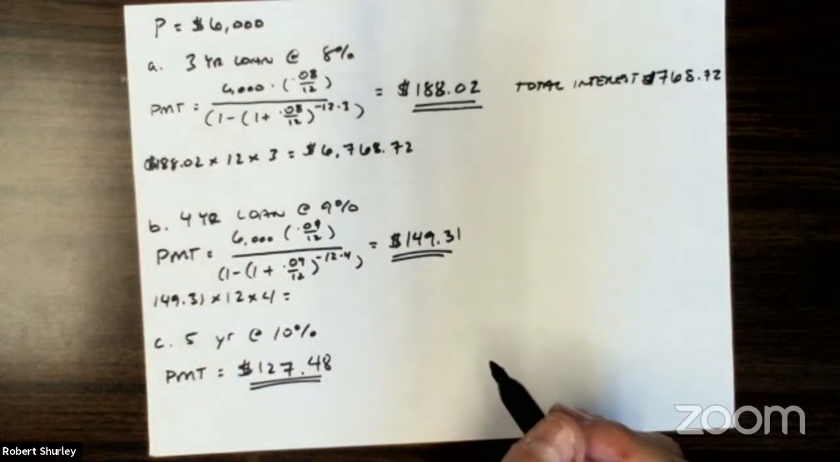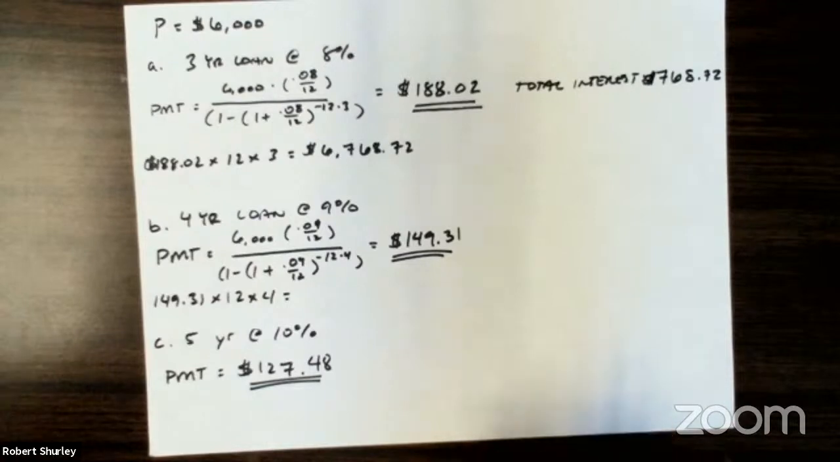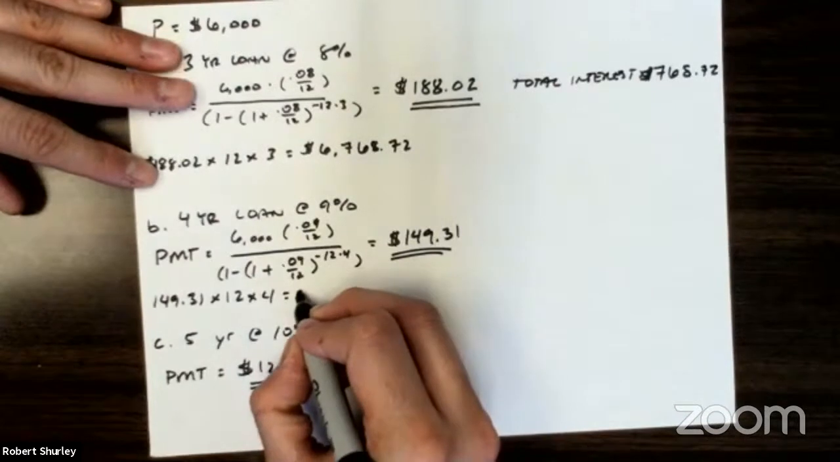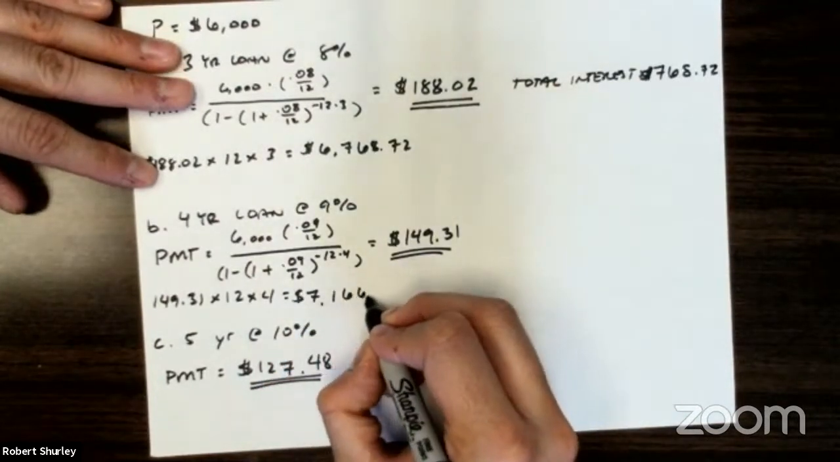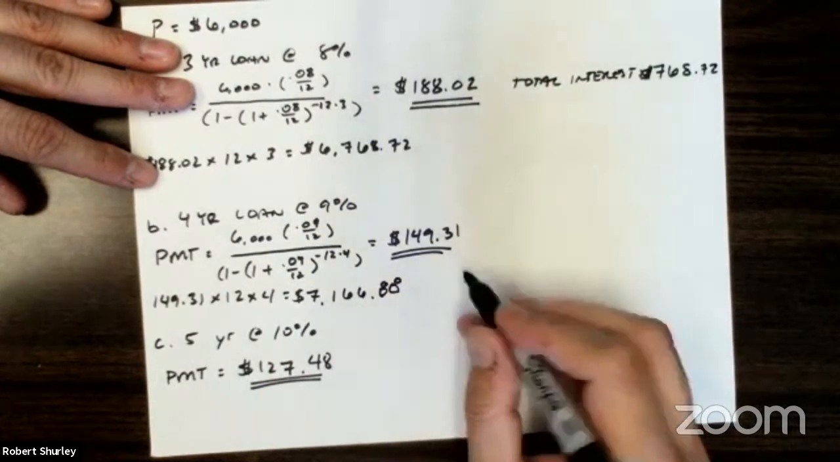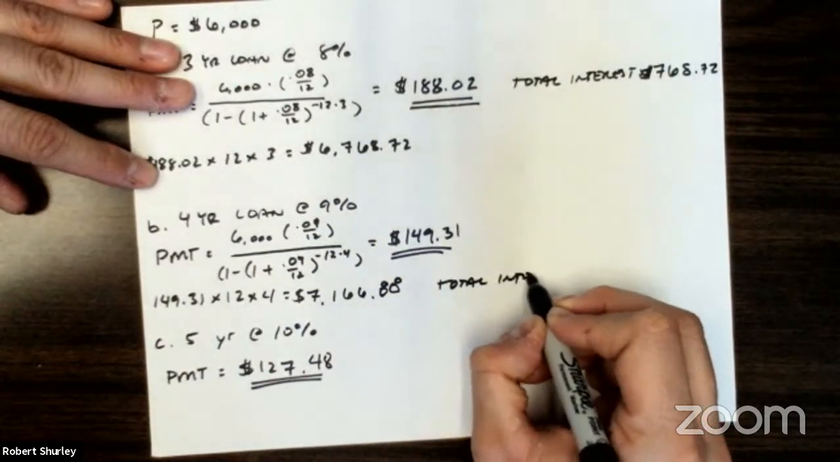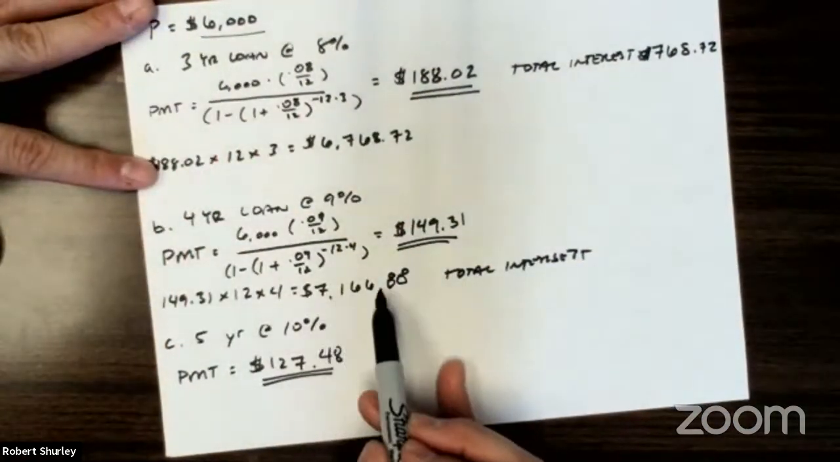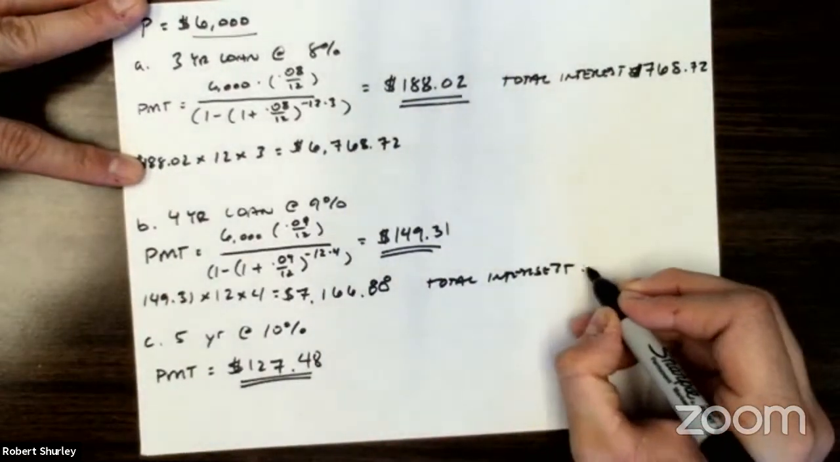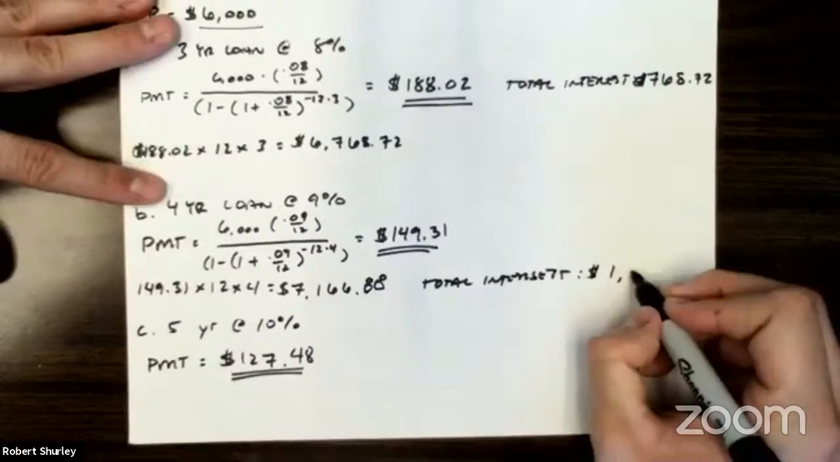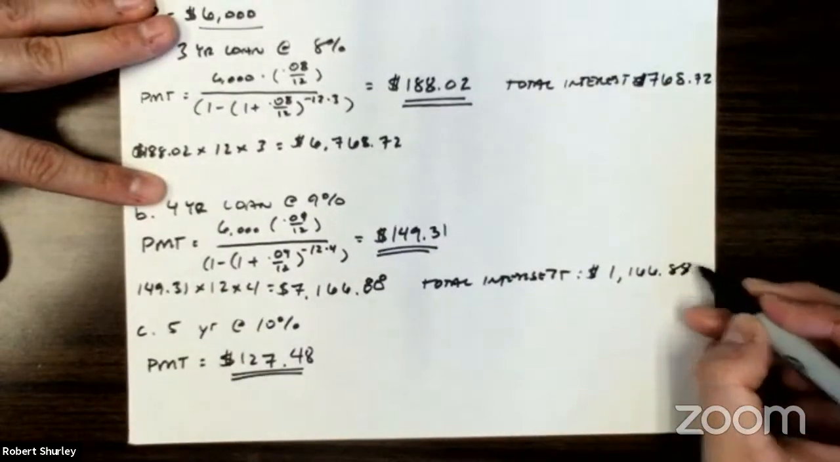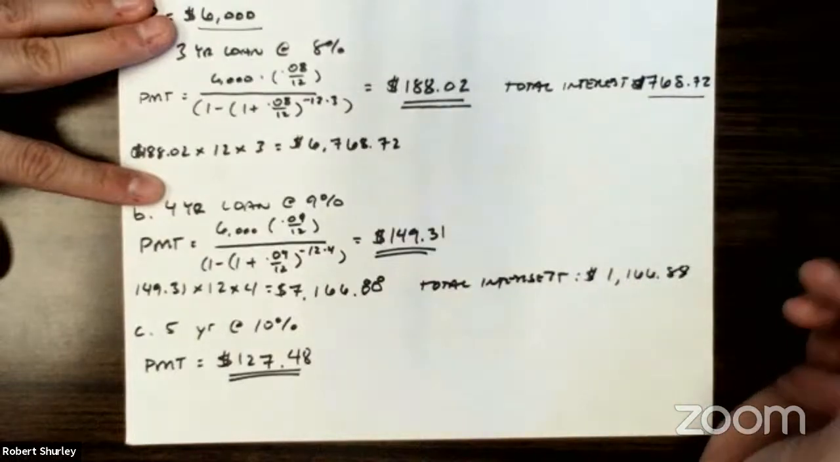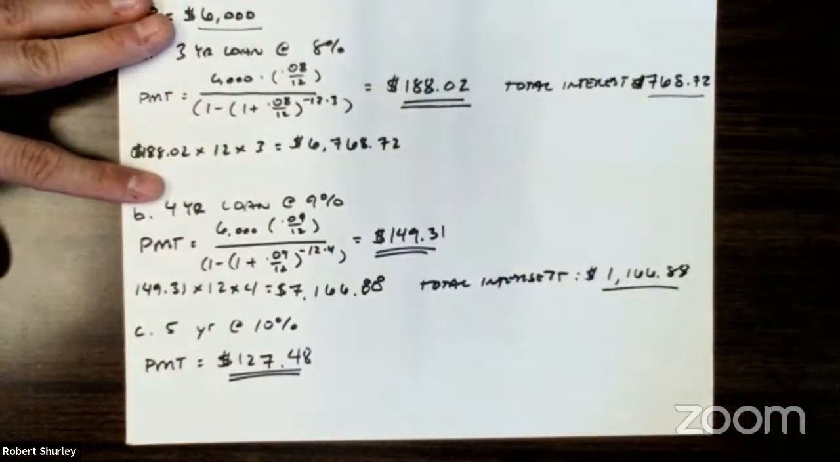Hold on a second. I didn't do something right. Oh, no, yeah, I did. Okay. So we get 7,166.88. So the total interest paid here, remember the loan was for 6,000, right? And our total payments are 7,166. So that means our interest is going to be $1,166.88. So it went from 768 in total interest to 1,166 in total interest.